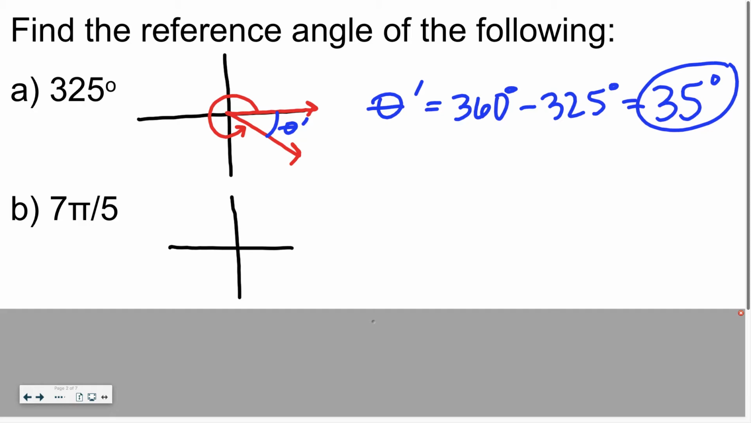Okay, so now we need to decide if it's smaller or bigger than 3 halves. So is 7/5 smaller than 3 halves? Okay, not by much, right? But it's smaller. So this angle would need to fall in the third quadrant, but closer to 3 halves pi than 1 pi. So here's our reference angle right here.